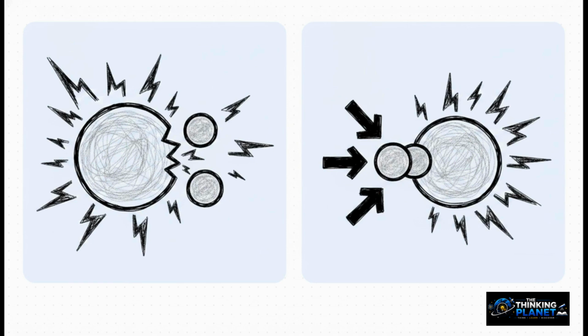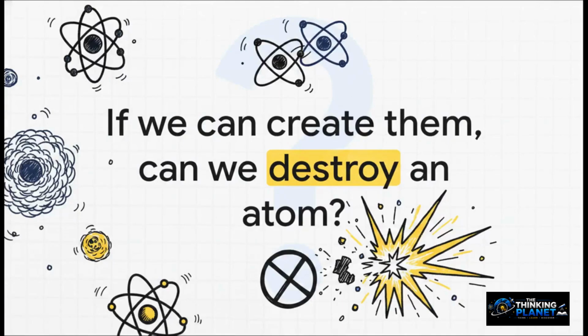The second process is nuclear fusion, which is combining small atoms. We can take 2 tiny atoms of hydrogen, smash them together with incredible force, and form a heavier atom, like helium. So through these nuclear reactions, we are literally creating new atoms. How cool is that? Which brings us to our final conceptual question.